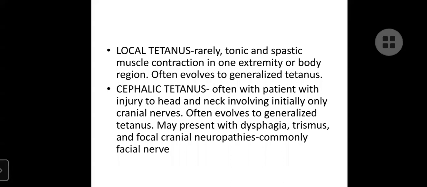We also have cephalic tetanus, which presents after there is an injury to the head or neck, and mostly affects the functions of some of the cranial nerves. However, that one also evolves to generalized tetanus and may present with dysphagia, trismus, and some facial nerve neuropathies. Commonly, the nerve that is affected is the facial nerve. And this one can be mistaken for stroke if you do not take a very good history and make a good diagnosis.